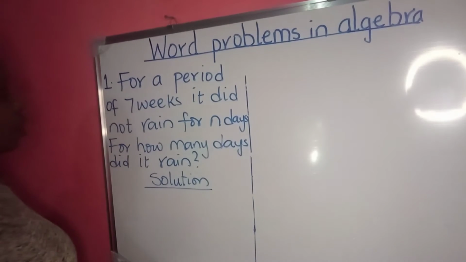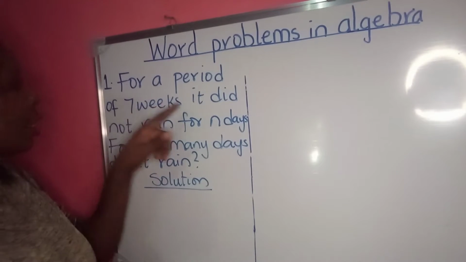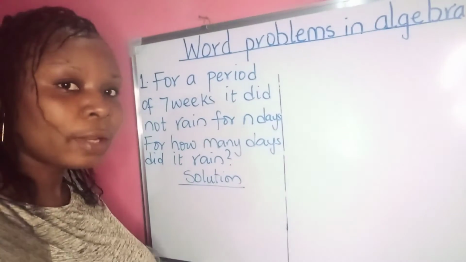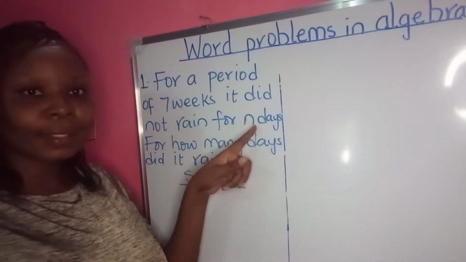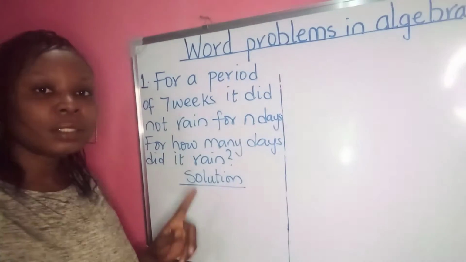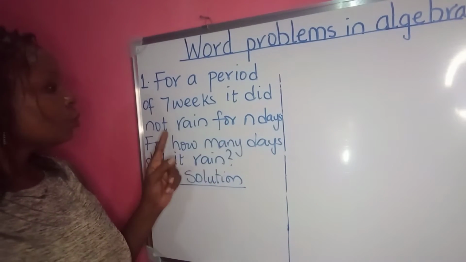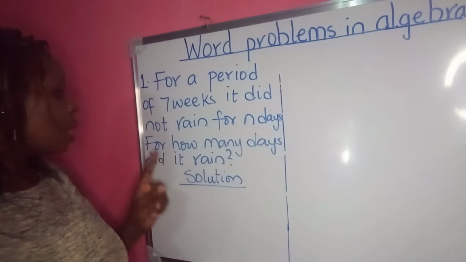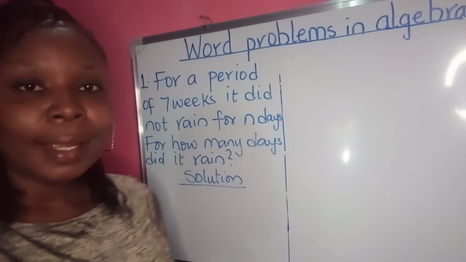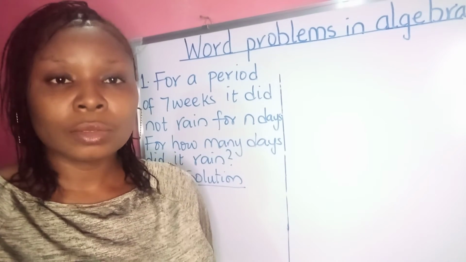This question says, for a period of 7 weeks, it did not rain for n days. For how many days did it rain? I'm taking my time to read this question because in word problems, you need to read it and understand what you are required to do before solving.